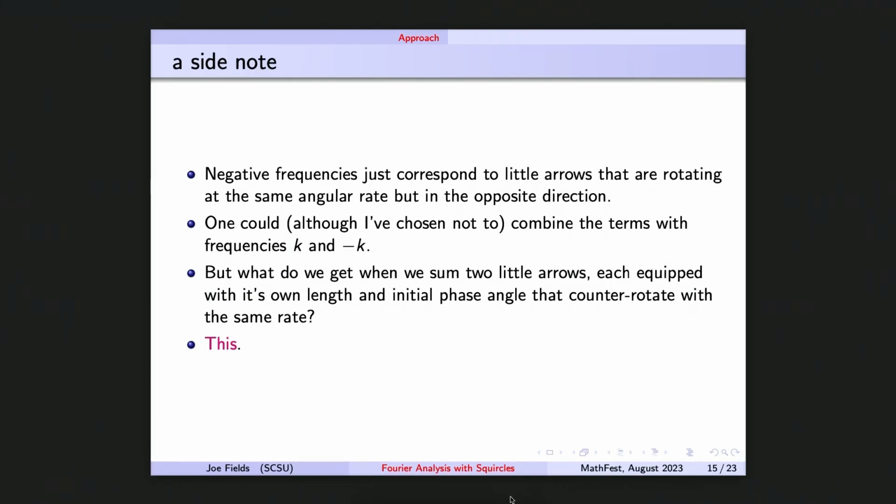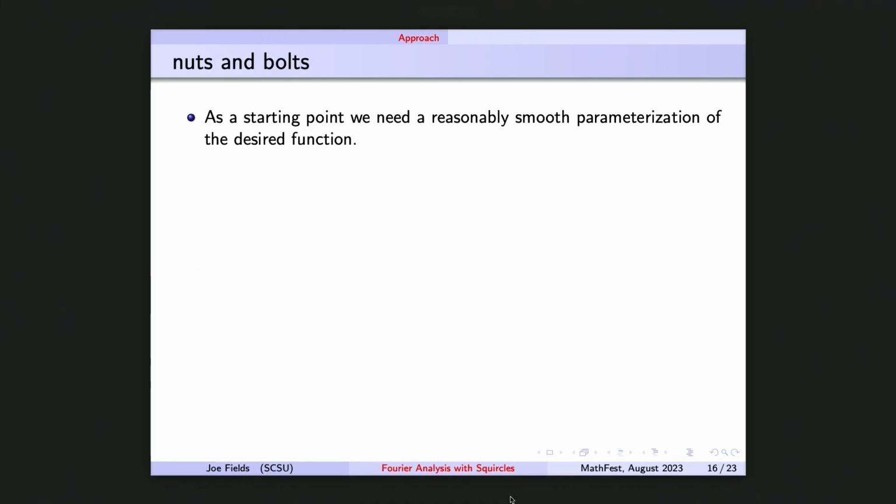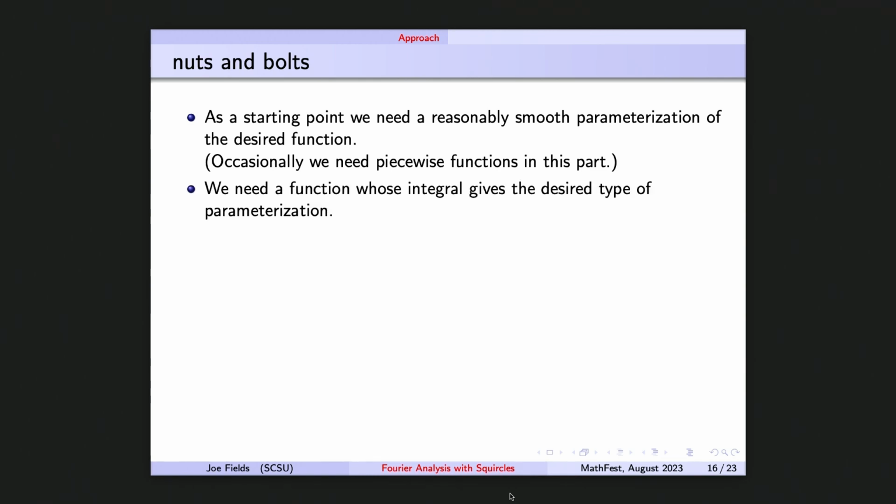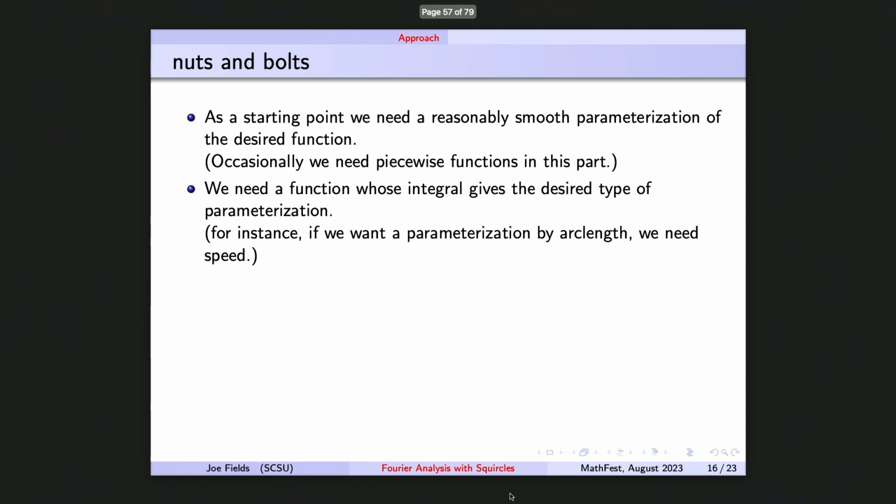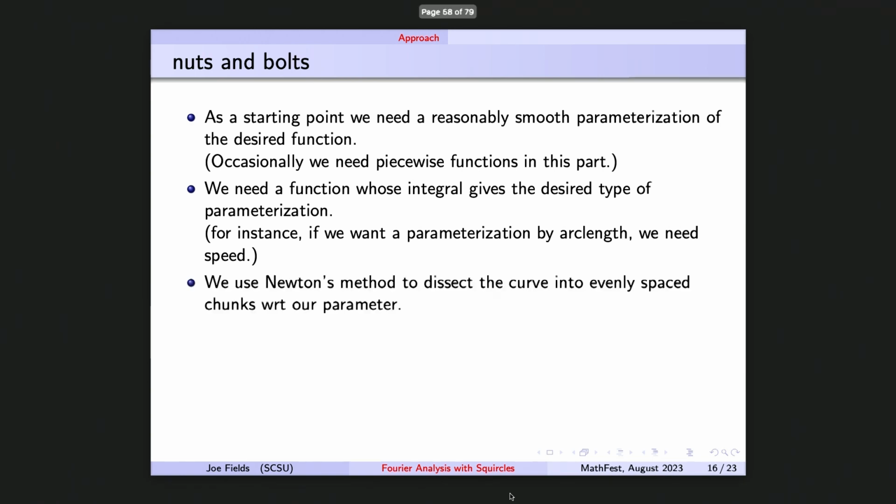Okay, so let's get into the nuts and bolts. As a starting point, you need to have a decent parameterization of the curves you're interested in working with. And occasionally for this part, I've had to jump to piecewise functions, but not always. Then you need another function that tells you sort of what's the goal of your parameterization. For instance, if you want arc length, then you need to have something that gives the speed of motion as you move around your curve with respect to this original parameterization. And then what I basically do is use Newton's method to dissect the curve up into a bunch of little chunks.